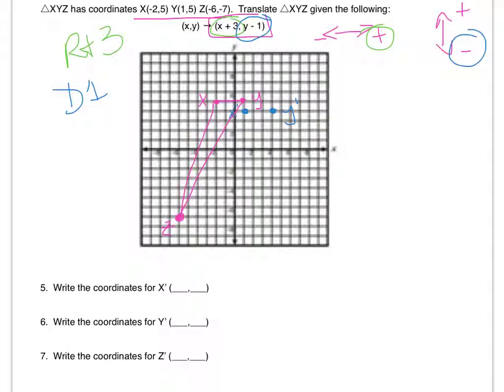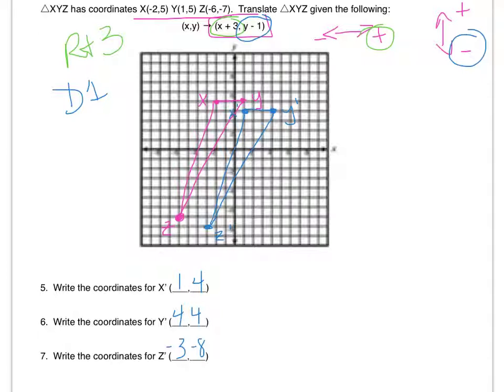And for z, same thing. So there we go. Now I have my new triangle, and it's x prime, y prime, z prime. So I just have to write the coordinates. For x, it's going to be 1, 4. For y, it's going to be 4, 4. And for z, it's -3, -8.